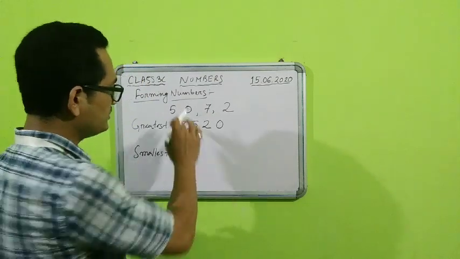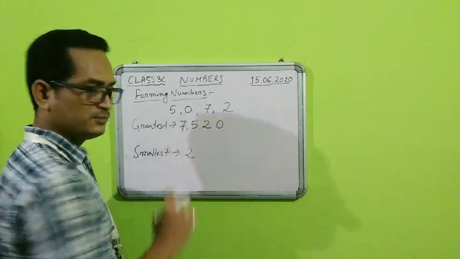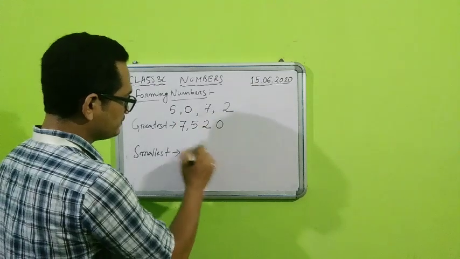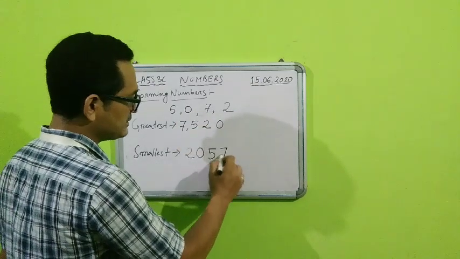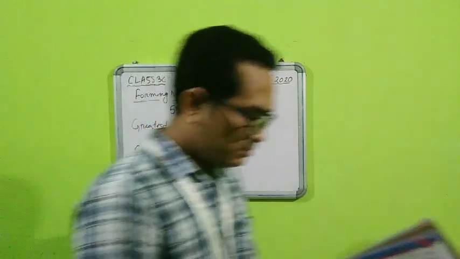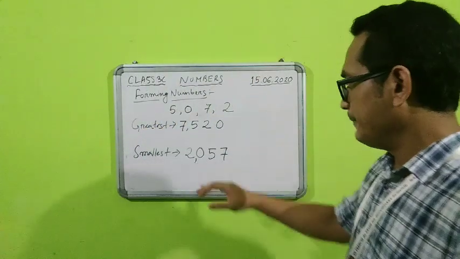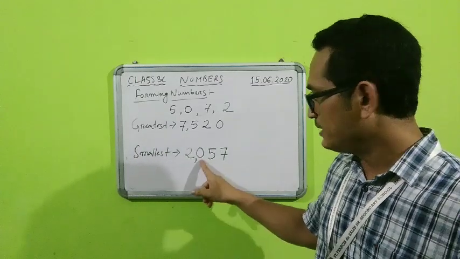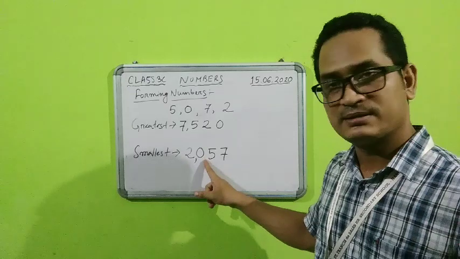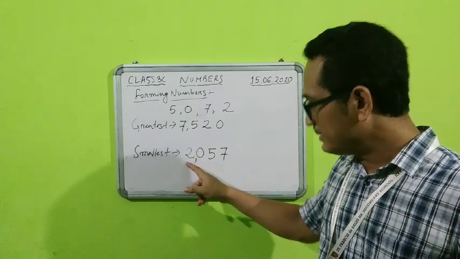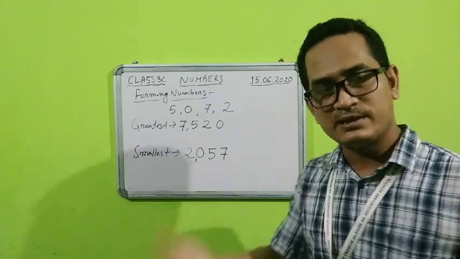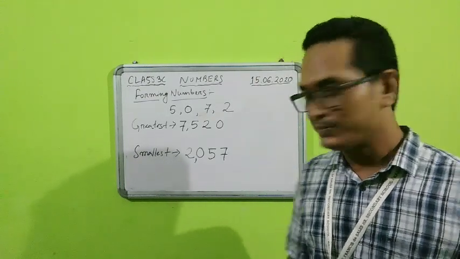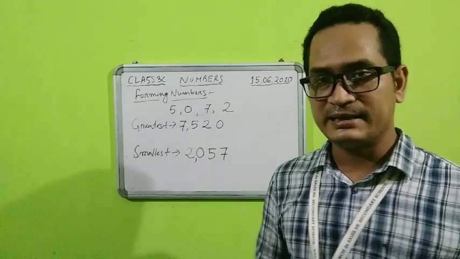Fine. Out of these 4 digits, after 0 what should come? 2. So 2 will come in the first place. Then 0 will come, and then 5 will come, and then 7 will come. Now you see, student, the new number became 2057. Now in 2057, 0 is used here, so 0 is counted here. So this number is a 4-digit number also. As per the question, we need to make a 4-digit number, and we are able to form a 4-digit number. So you have to keep this thing in your mind.